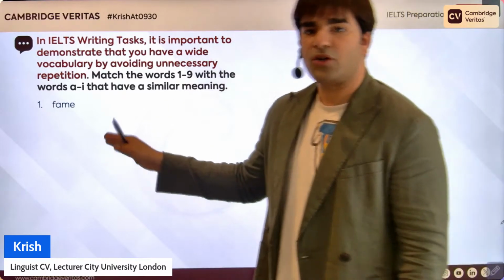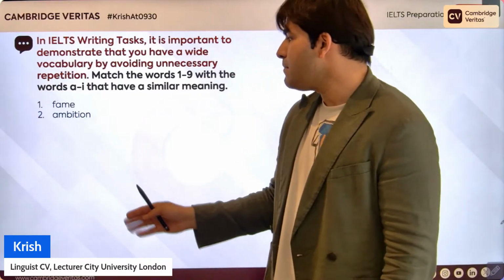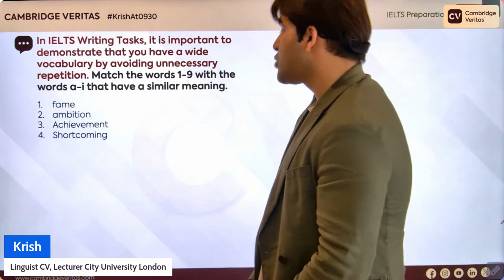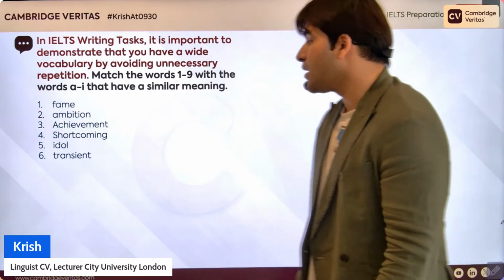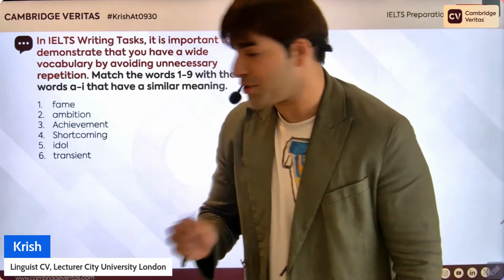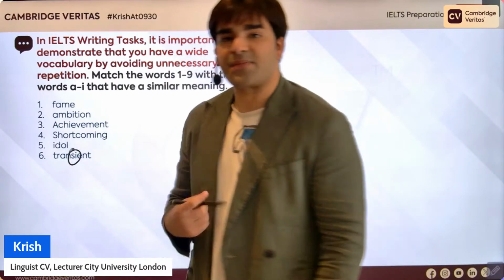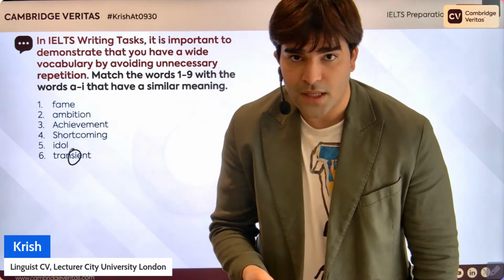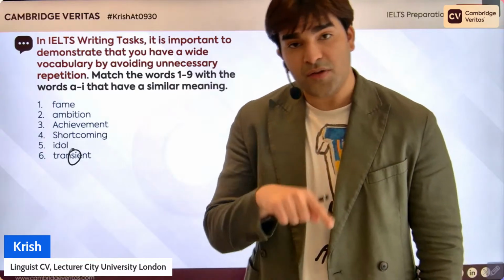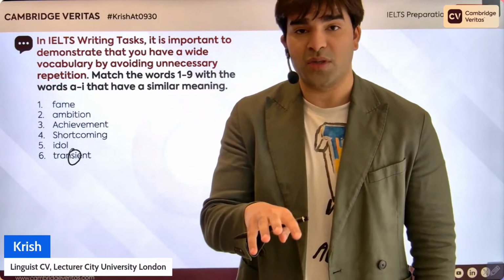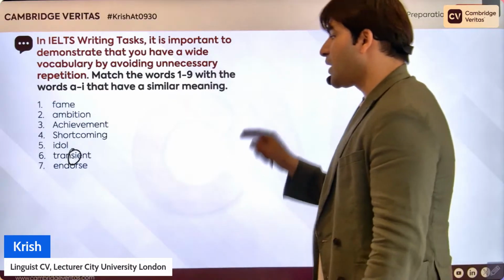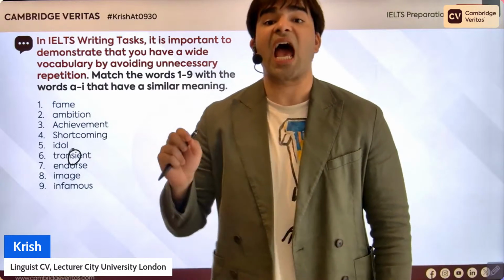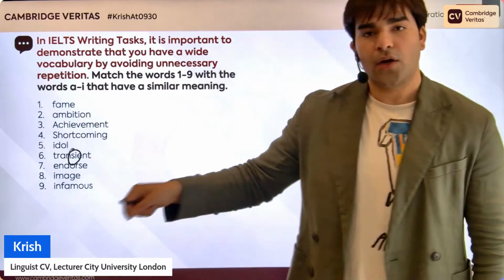On the left-hand side of the screen, I'm going to show you 9 words. Fame, ambition, achievement, shortcoming, idle, transient. Repeat after me the pronunciation. S here is pronounced as z. Z. Repeat after me. Transient. Transient. If you say the right word with the wrong pronunciation, you will still get a wrong mark. So it's important. Endorse, image, and very simple, infamous. Infamous. The stress is on the first part.